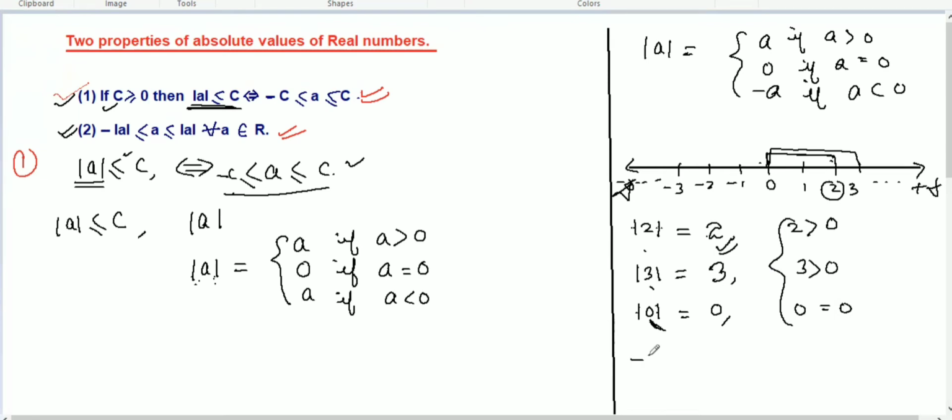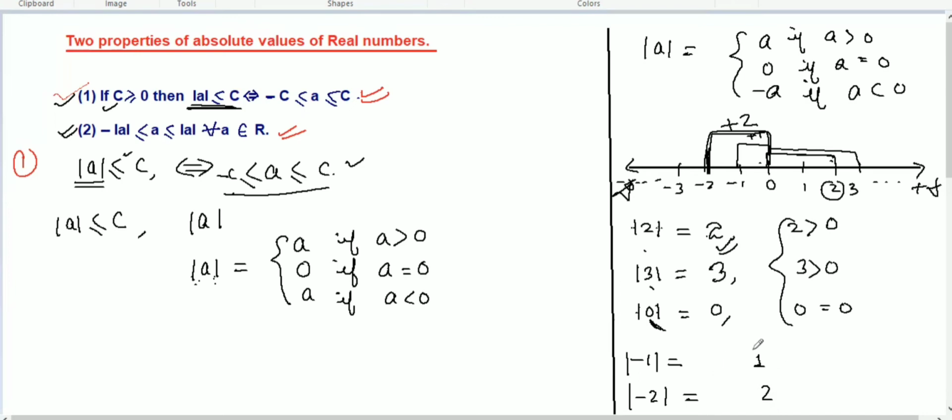Let's take a negative value, -1. The absolute value of -1 will give you 1. I'm going to write it here, 1. What is the meaning here? We are going to find the distance between 0 and -1. Distance won't be negative, so we take positive 1 here. And the absolute value of -2 will give you 2, the distance between 0 and -2. As distance won't be negative, here the distance will be positive 2.